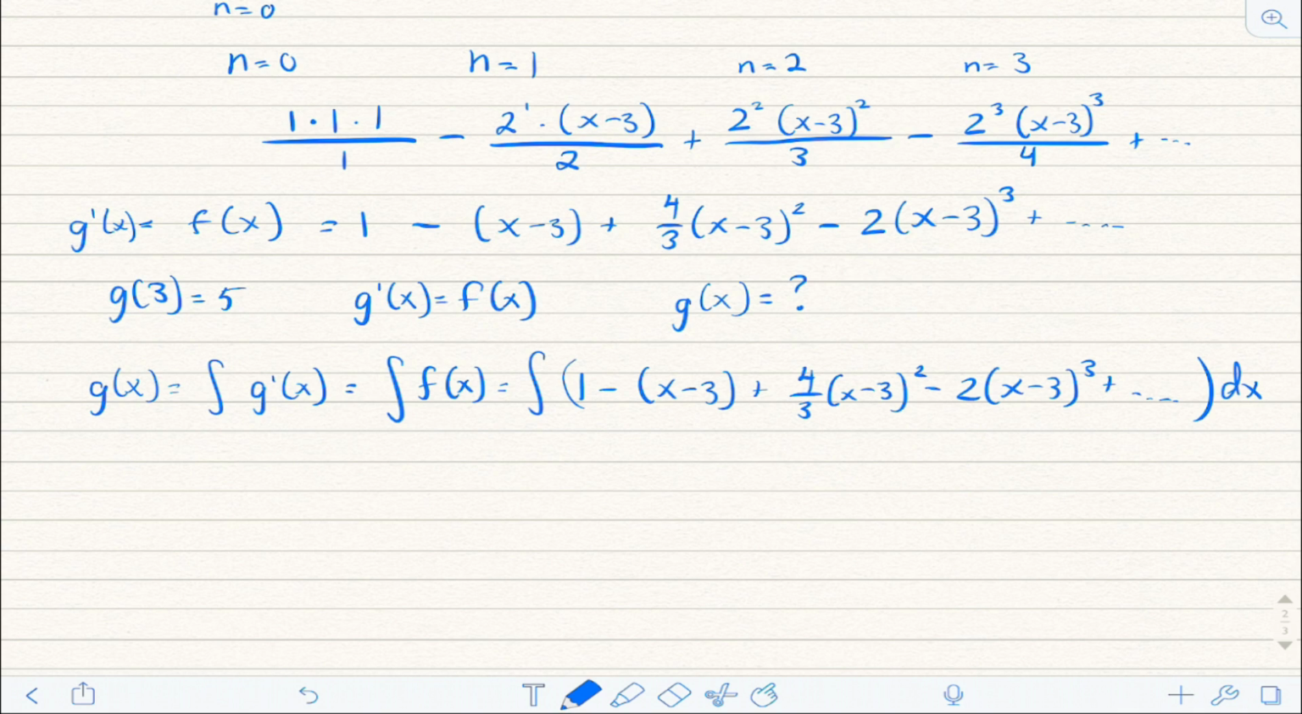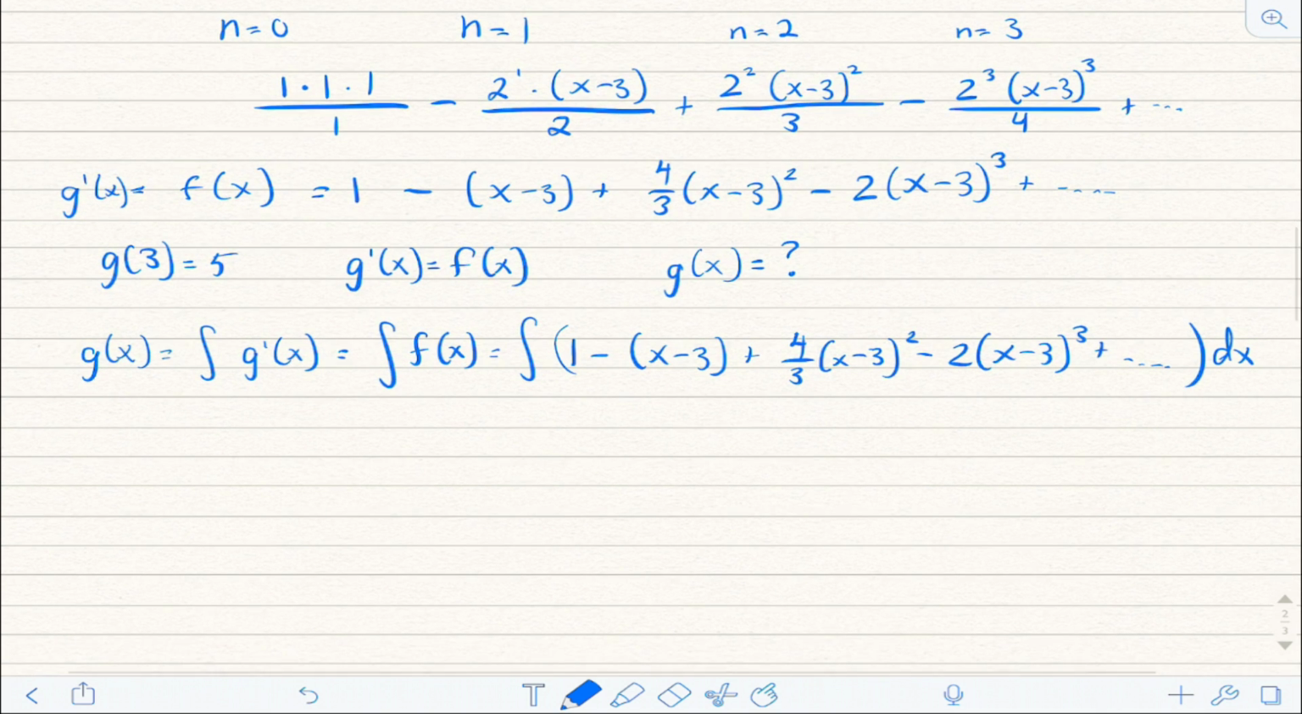Okay, so moving on from here, we're going to get something that looks like this. Normally whenever we do some type of integration, we have a plus c. So we're going to start off with a plus c. So c plus the integral of 1, which would just be x, minus the integral of that quantity, so (x minus 3) to the second power over 2, then plus 4/9 (x minus 3) to the third.